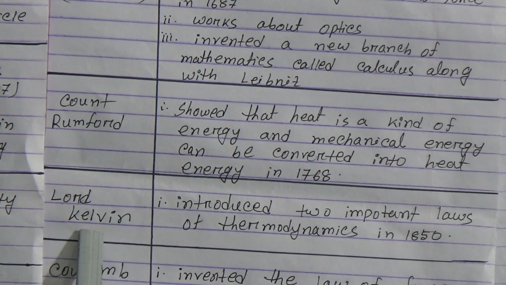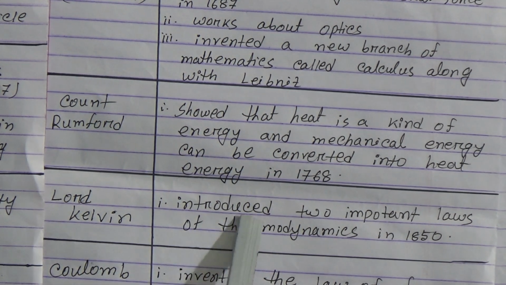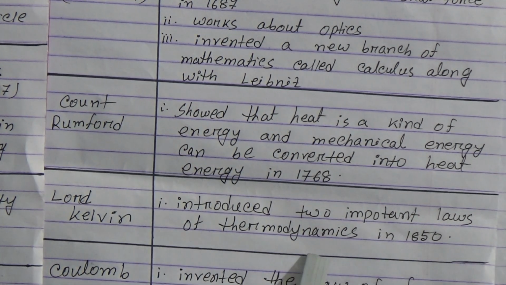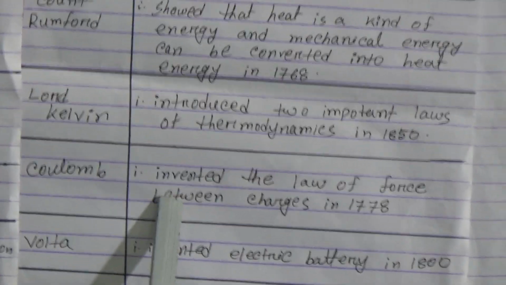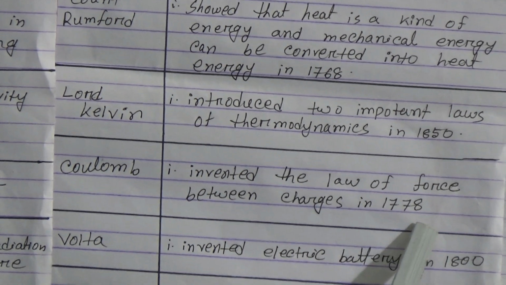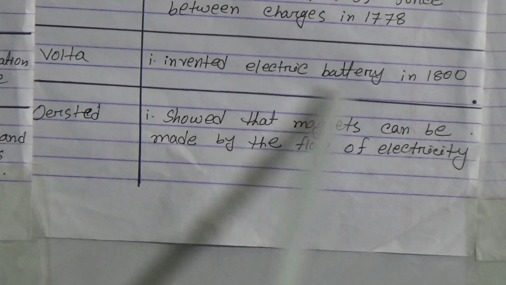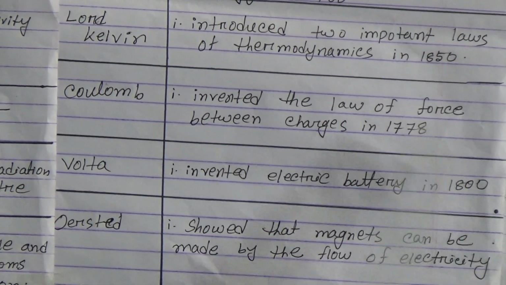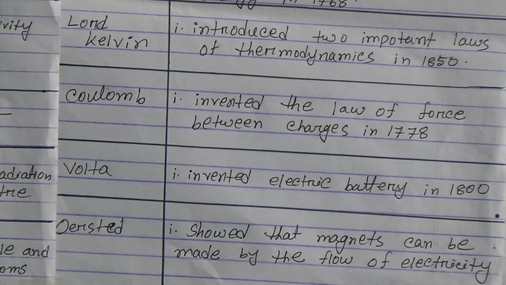The scientist's name is Lord Kelvin. His invention is he introduced 2 important laws of thermodynamics in 1850. The scientist's name is Coulomb. His invention is the law of force between charges in 1778. The scientist's name is Volta. He invented the electric battery in 1800. Oersted showed that magnets can be made by the flow of electricity.